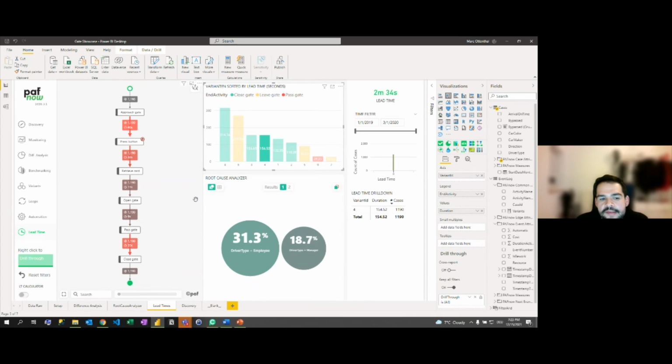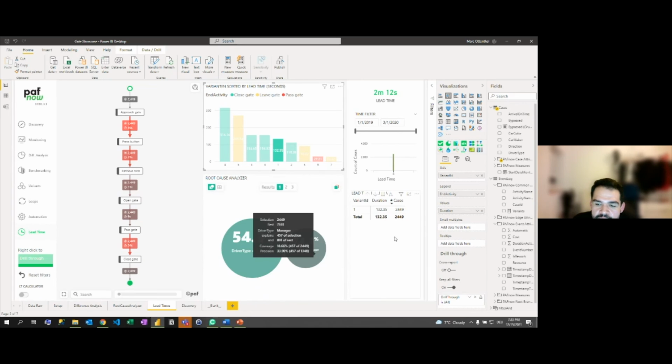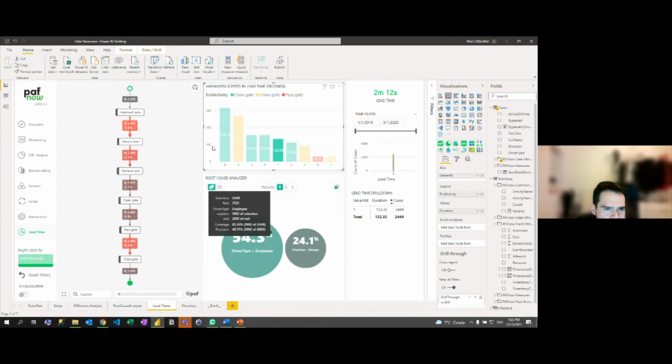That's also really nice information that we can use to optimize the process of our gate. Let's go to the first variant. That is the variant with the most cases. This is the 2,449 cases for a lot of employees. So in this case, let's hover over it. For 1,992 cases, there was an employee involved, and 457 cases, there was a manager involved.